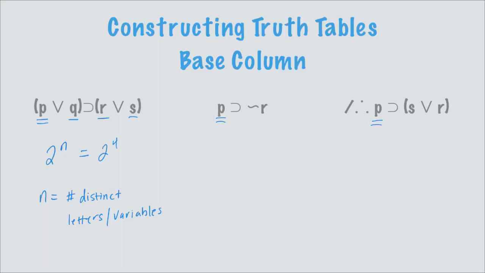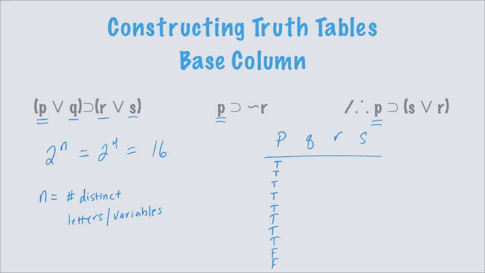So I have 2 to the 4th, and then you would just do math. 2 times 2 is 4, times 2 is 8, times 2 is 16. So what does that tell me? It tells me that I'm going to have 16 trues and falses. And half of those are going to be when I'm constructing my base column. So if I imagine I have P, Q, R, and S, and I want to know what I'm going to substitute in for each of those premises, I'm going to have 8 trues and 8 falses all the way down.